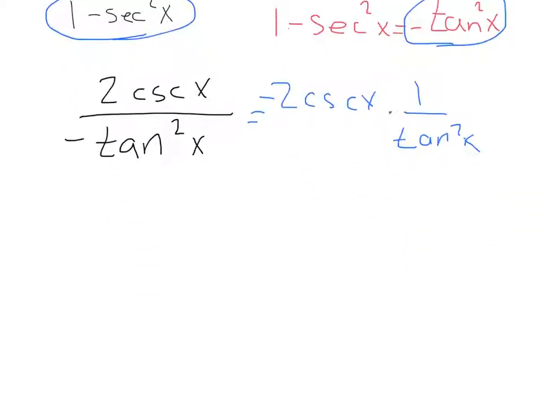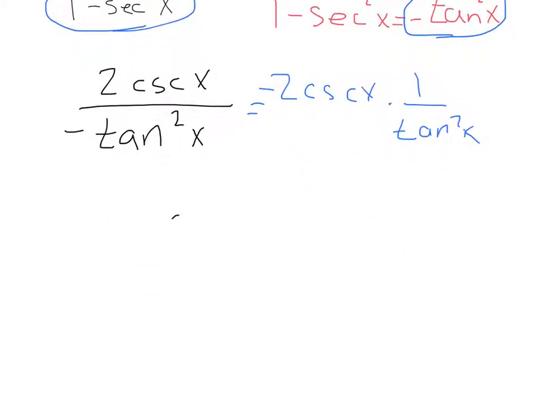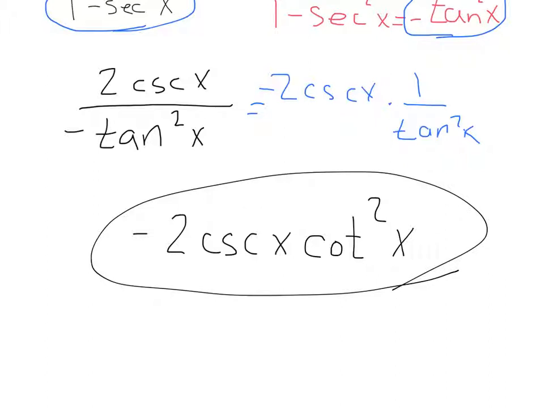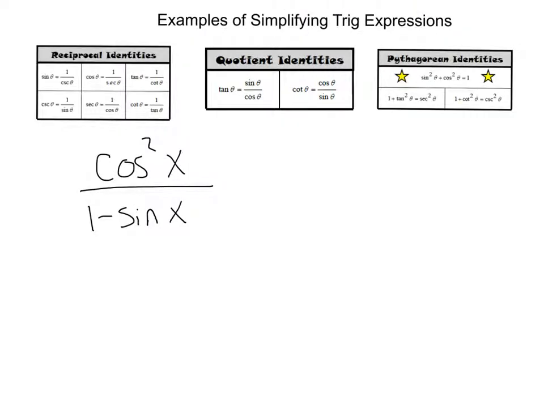So let's give ourselves some room here. That's going to leave us with 2 cosecant x, and don't forget my negative out in front, and 1 over tan squared x, that's just going to be cotangent squared x. And there we have our problem simplified into one term. Let's try one more of these.